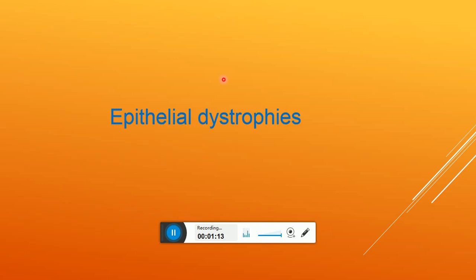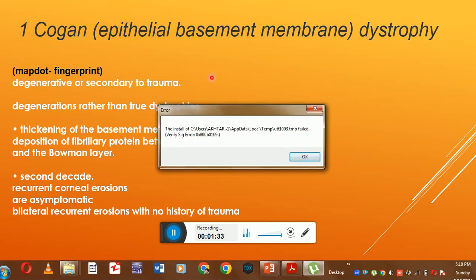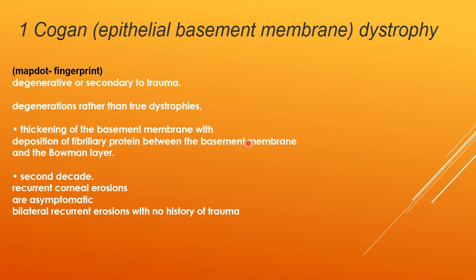First of all, epithelial dystrophies, in which the first one is Cogan dystrophy. Cogan dystrophy is also known as epithelial basement membrane dystrophy. As the name indicates, this consists of familial cases and isolated familial cases of epithelial basement membrane. So it is also known as map dot fingerprint corneal dystrophy.